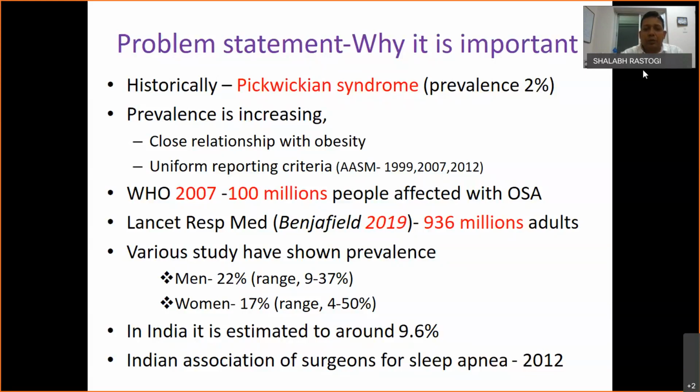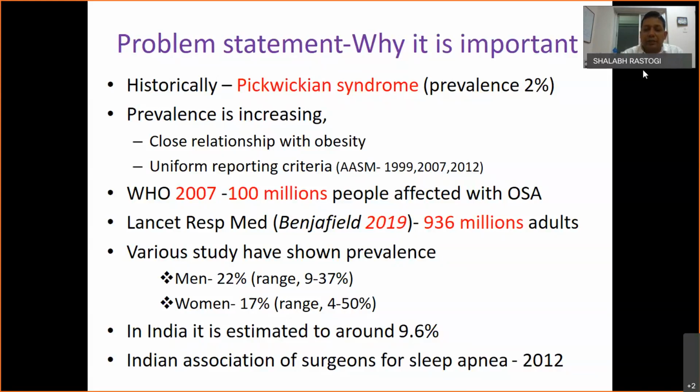In 2007, WHO estimated around 100 million people affected with obstructive sleep apnea. But in 2019, Benjafield in Lancet Respiratory Medicine estimated around 1 billion people to have it. Out of 7 billion population of the world, every seventh person has features of obstructive sleep apnea. Various studies have shown the prevalence in men around 22% and in women around 17%. In India, it is estimated to be somewhere less than 10%.